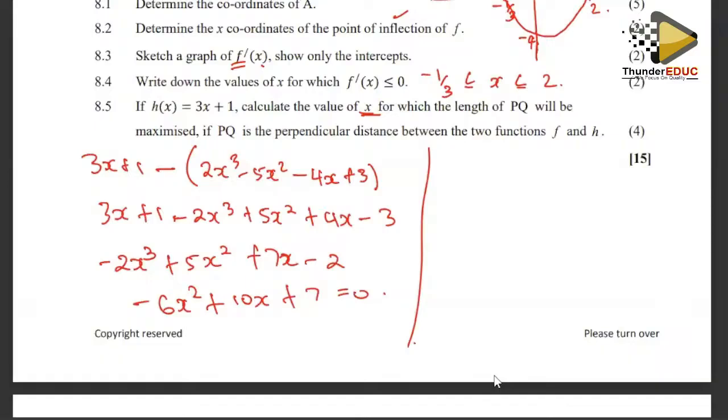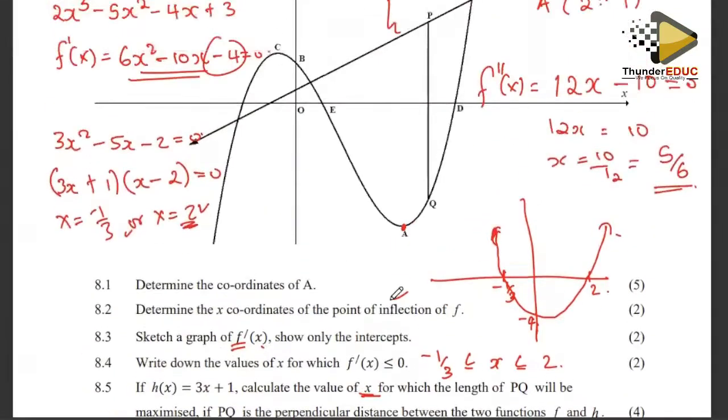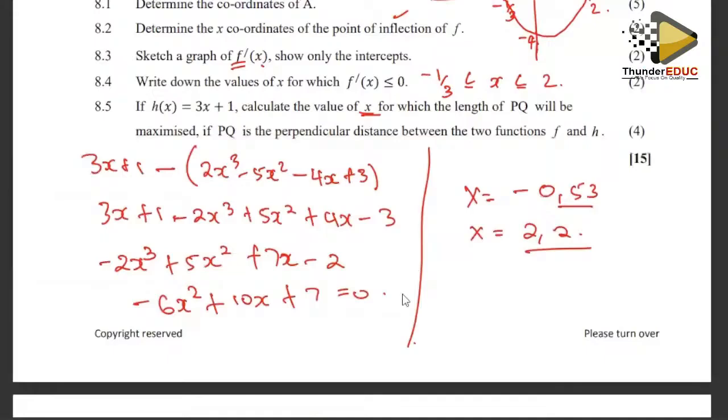Because if I see 6x squared plus 10x plus 7 is equal to 0, I'm getting x to be negative 0.53. Oh, my x is going to be 2.2. Okay, so when you look at this line, it is on the positive side. Remember our x here was a 2, meaning that 2.2 makes sense. So therefore, x is going to be 2.2.